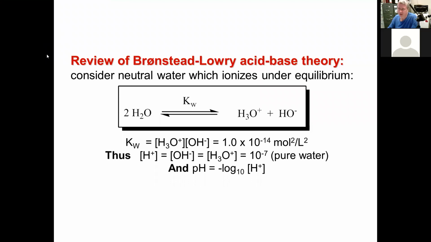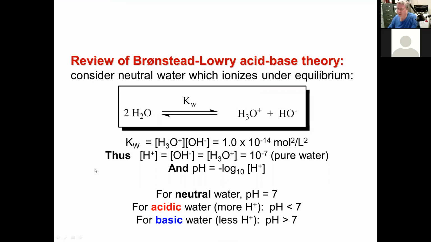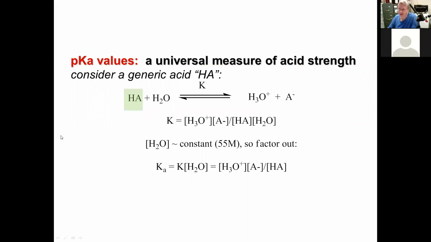Last time we ended on a review of basic acid theory and what acidic water and basic water are. You should know this from Gen Chem. Now for organic chemistry, a big thing we're going to use is pKa values. It's a universal measure of acid strength for any molecule, but we really use it for organic molecules.